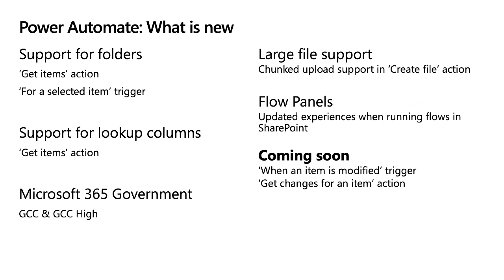Now, coming soon, one of the biggest asks from customers is the trigger for when an item is modified. Today, we have the trigger when an item is created or modified. But there isn't a specific trigger that helps you to monitor when an item is modified. So we're bringing that very soon for you to build powerful business processes when item modifications or file modifications for the file properties happen. Along with it, we also get changes for an item action that helps you to query that change and understand which specific fields got modified in that process.